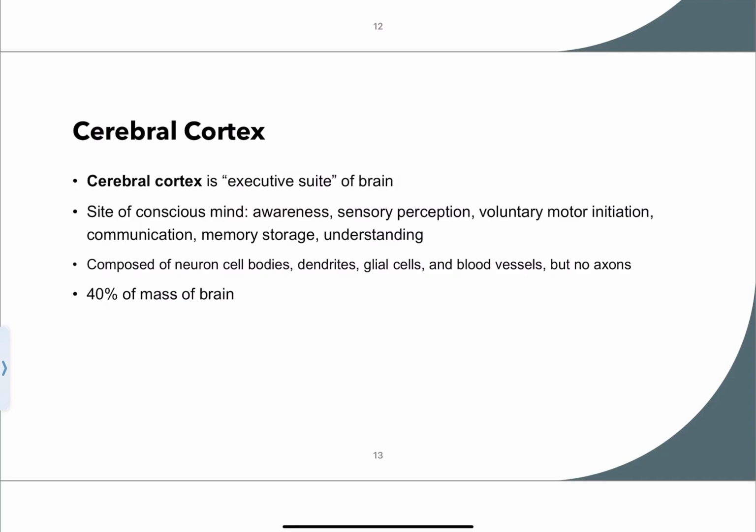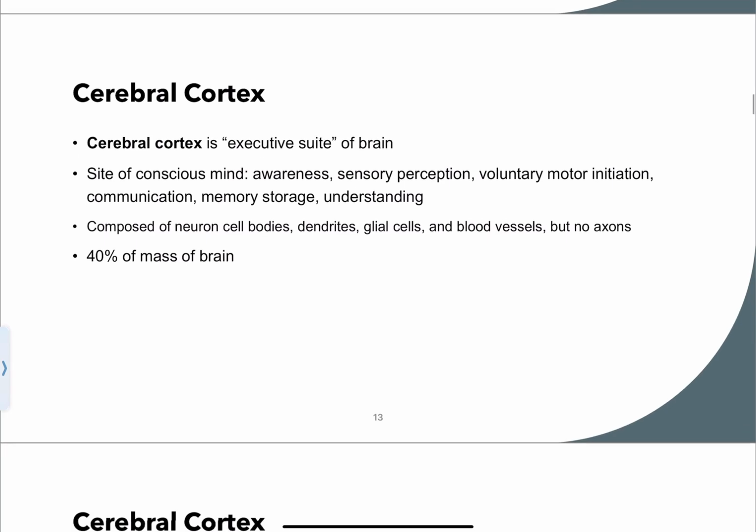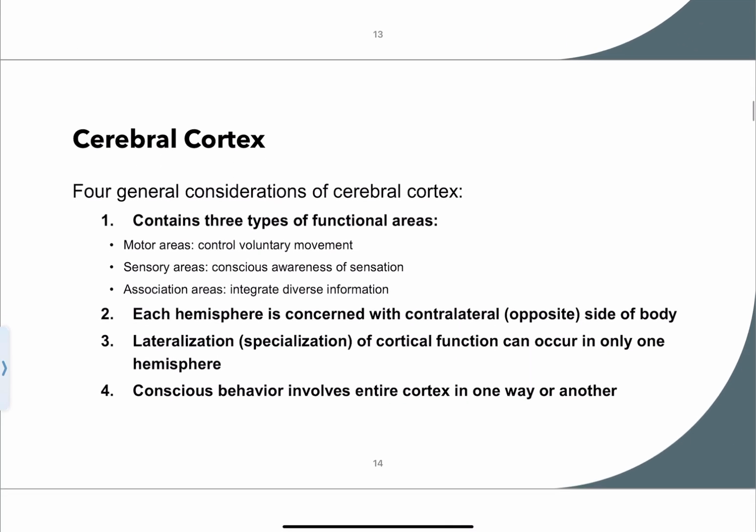What is it composed of? Neuron cell bodies. We do have billions of these. Dendrites, glial cells, blood vessels, but no axons. The cerebral cortex composes about 40% of our brain mass.